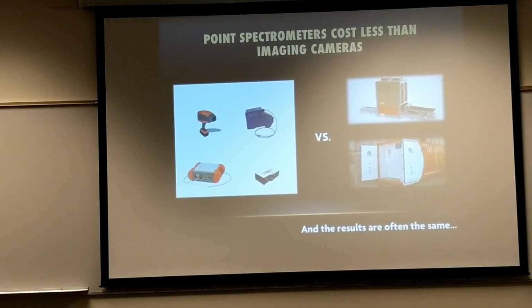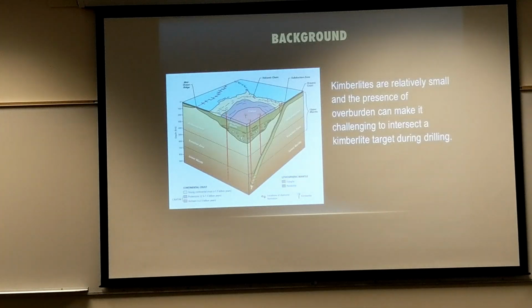We work with both these kinds of data sets with equal ability. So the problem with kimberlites, as you all know, is they're relatively small, and the presence of overburden can make it challenging to intersect a kimberlite target during drilling.